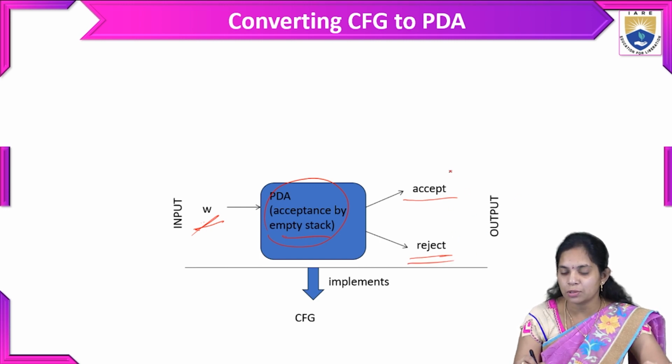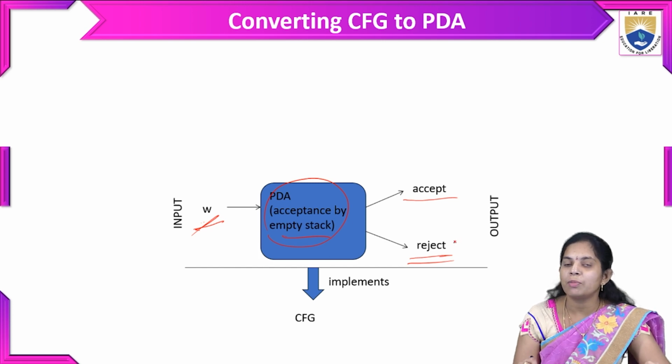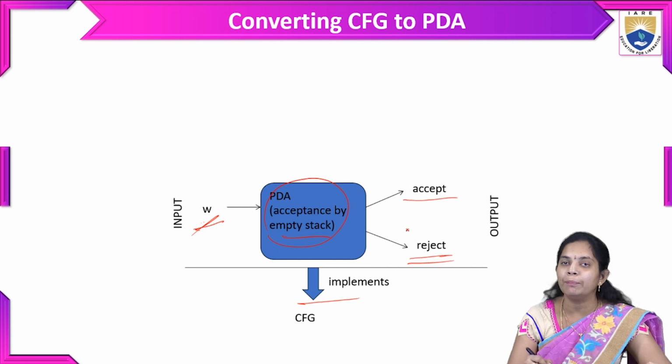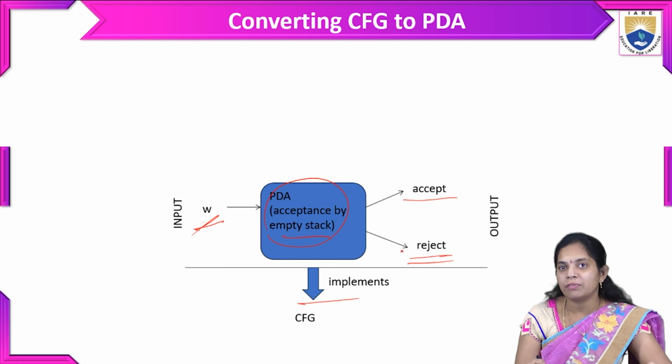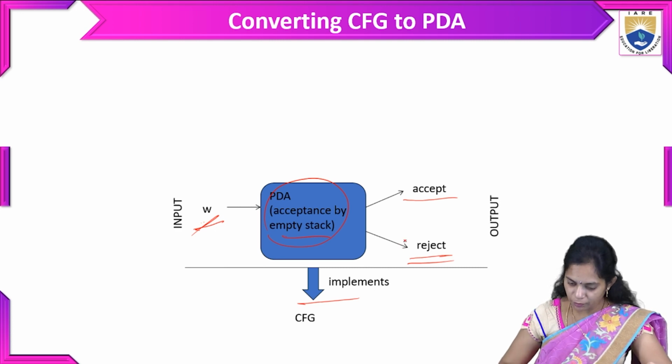If you observe, these two are without output. We already discussed finite automata with output and without output. Without output means the string is either accepted or rejected, and this implements the context free grammar. So based on this pushdown automata, we can implement the context free grammar. How to implement this context free grammar, we'll see.